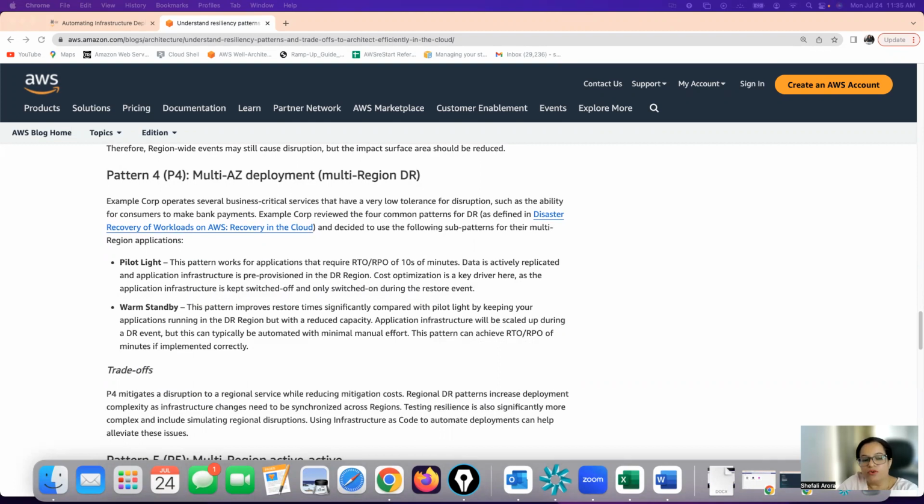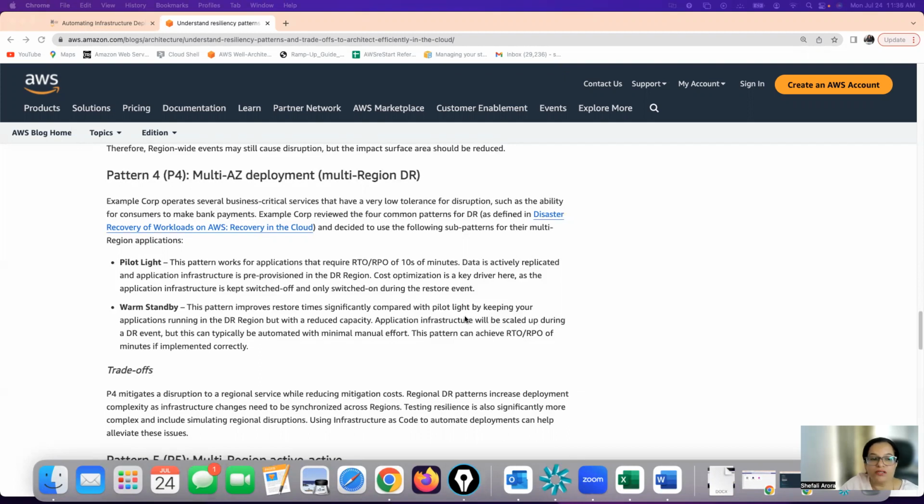This is again for, think of a corporation where it operates several business critical services, not only one, but several business critical services, and that have a very low tolerance for disruption. So during these kinds of scenarios, the corporations decide what kind of disaster recovery plan they need.